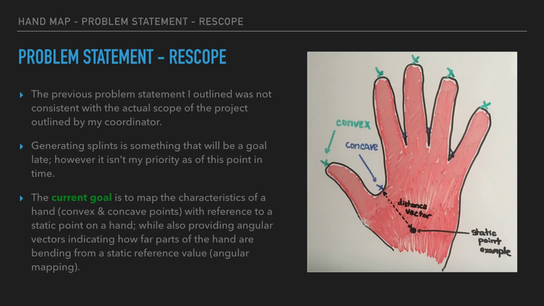The current goal is to map the characteristics of a hand, the convex and concave points, with reference to a static point on the hand, while also providing angular vectors indicating how far parts of the hand are bending from a static reference point, or angular mapping. The image on the right gives you an example of this.